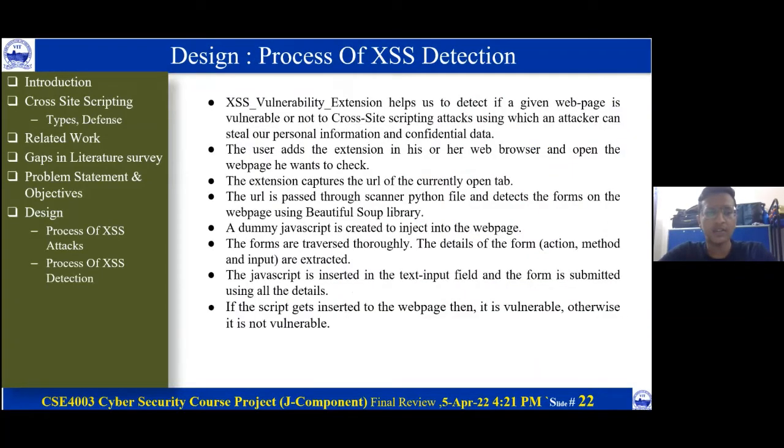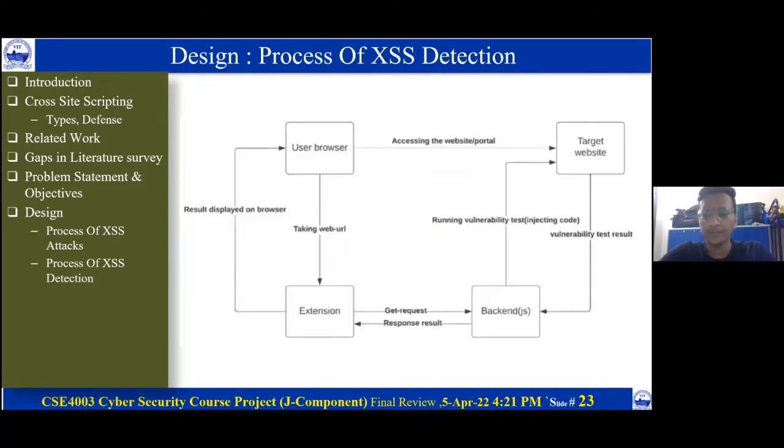Now understand the process of XSS detection through this block diagram. First, the extension captures the URL of the current open tab. The URL is passed through the scanner Python file. A dummy JavaScript is created to inject into the website. The forms are extracted. The details of the form, action, method, and input are extracted. The JavaScript is inserted into the text input field, and the form is submitted using all the details. If the script gets inserted into the website, then it is vulnerable. Otherwise, it is not vulnerable.